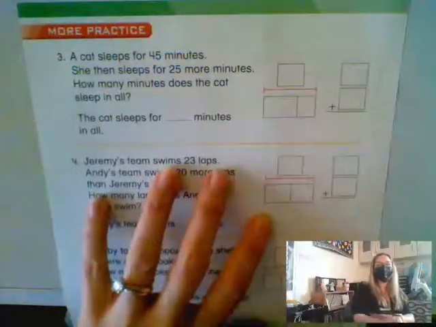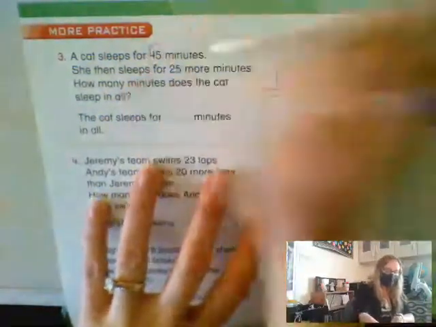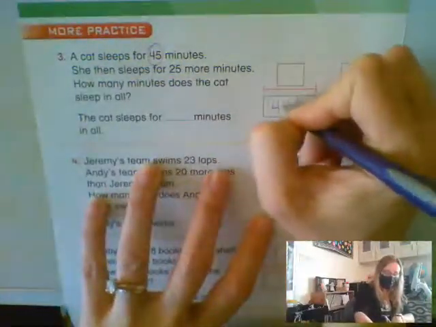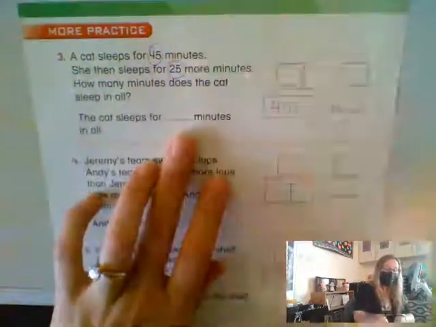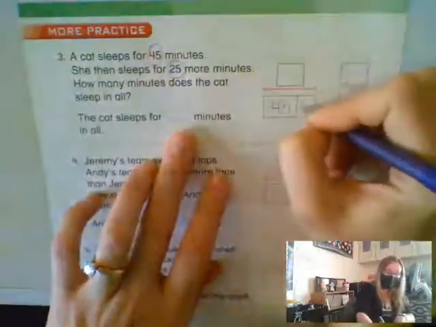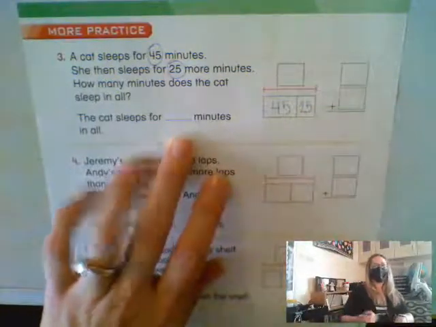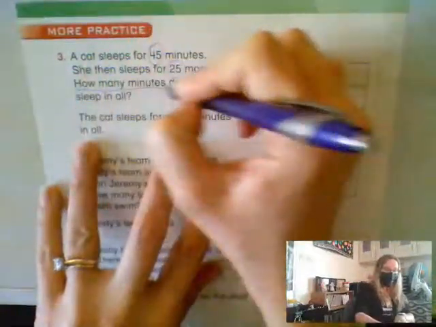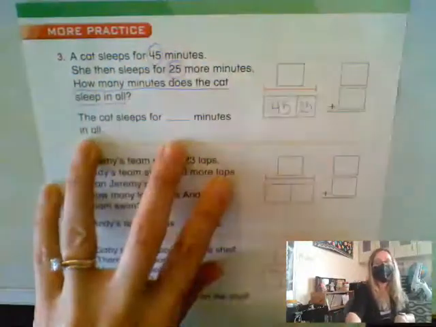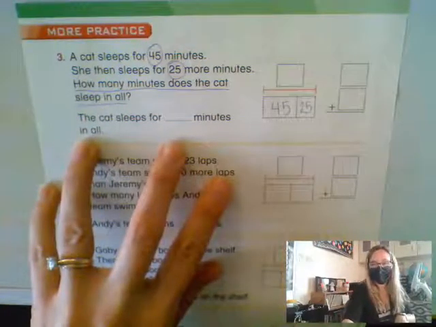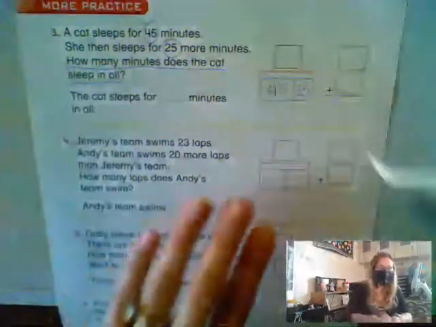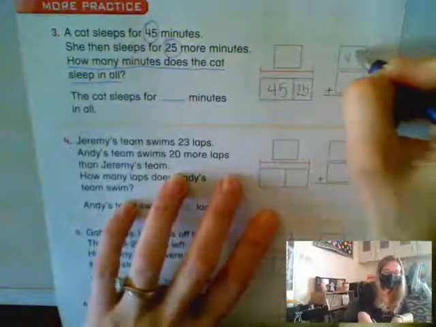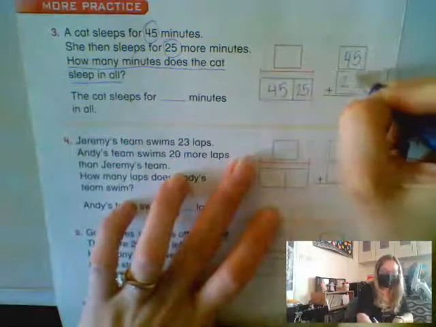Jacob, a cat sleeps for 45 minutes. Circle 45 and put it in your first box. Jacob, then she sleeps for 25 more minutes. Circle 25 and put 25 in your second box. How many minutes does the cat sleep in all? All right, Jacob. So I have 45 plus 25.